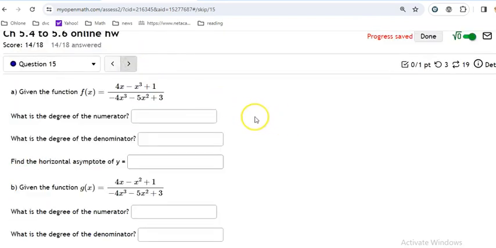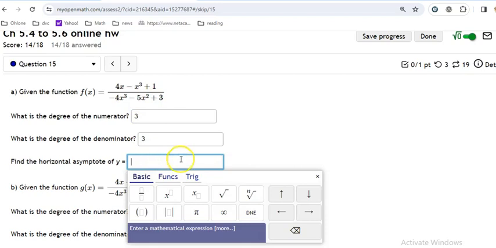Sounds good. 15. So we want to find the horizontal asymptote. So what is the degree of the numerator? Is 1. Oh, no. The highest one. Okay, don't be fooled by the first one. Is 3. What is the degree of the denominator? The highest is also 3.